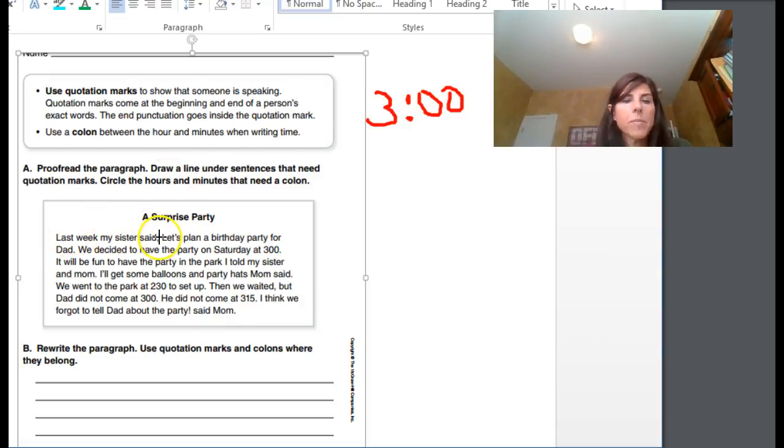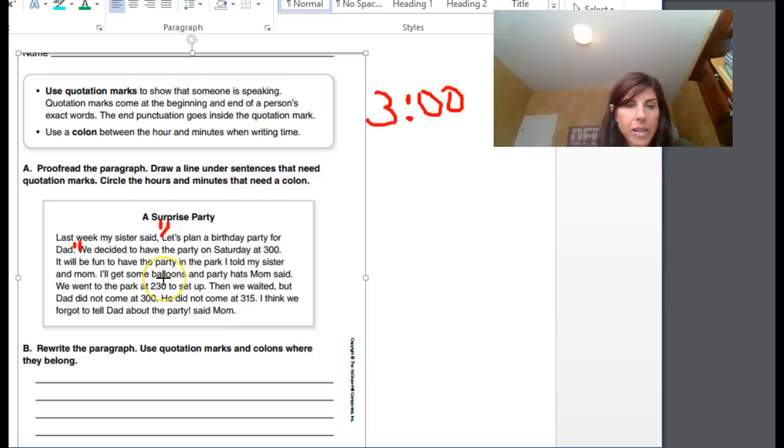Last week, my sister said, comma, what did she say? She said, "Let's plan a birthday party for Dad." So the quotes go around "Let's" and "Dad." We decided to have the party on Saturday at 3 o'clock, so there will be a colon here.